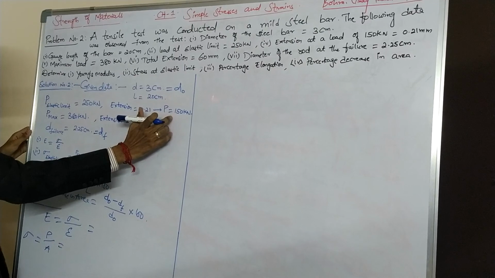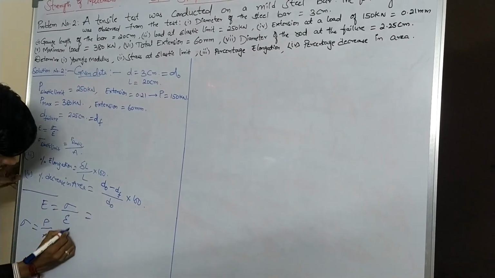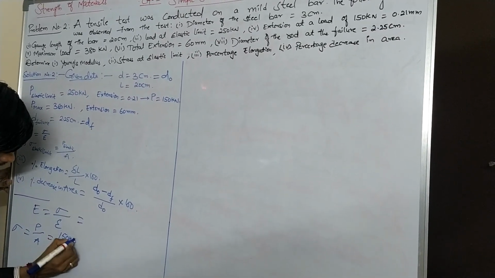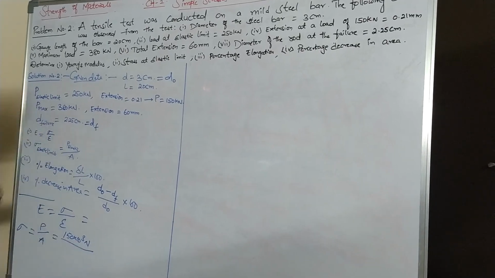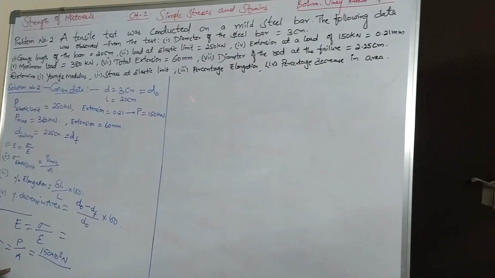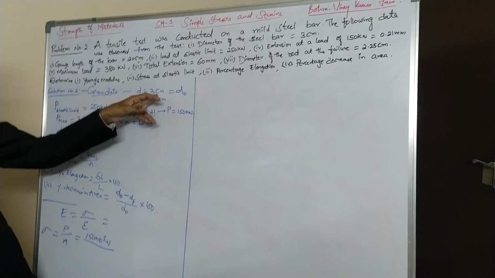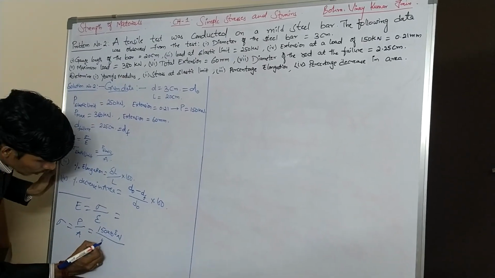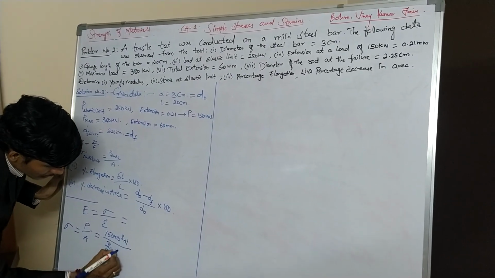This is within its approach. So load is what? 150 into 10 power 3 Newton. Directly I am writing my area. Area, how you will calculate, given diameter: original diameter is 3 cm. So pi by 4, 3 square.